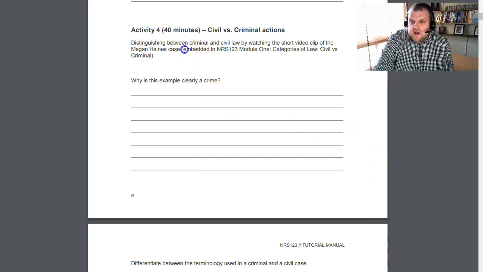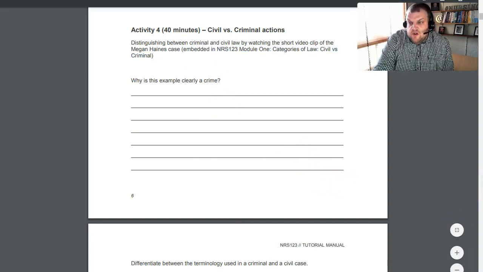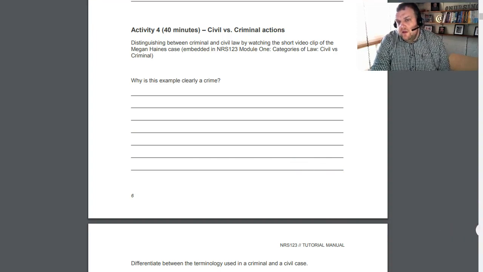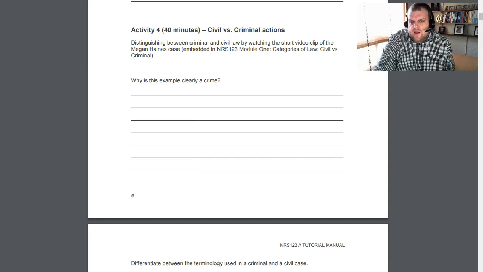So again, it's embedded in the module in the same page as the previous activity. And this was a nurse that murdered 2 people with insulin. And the question is, why is this clearly a crime? Because the nurse had an intention to do it. She killed 2 people on the same day. You can't really argue that it was inadvertent or an accident.